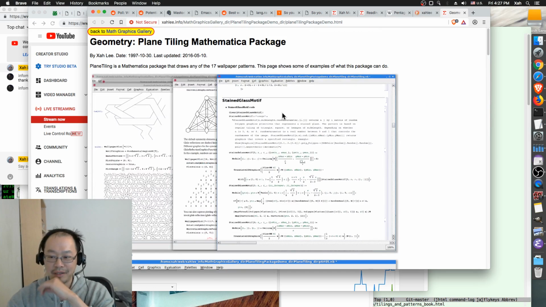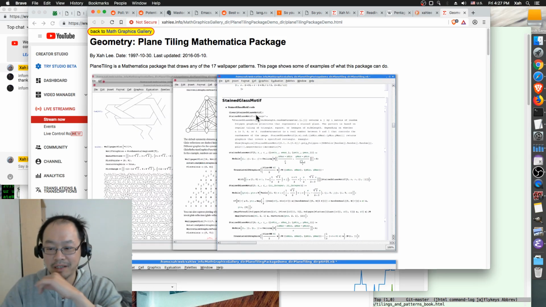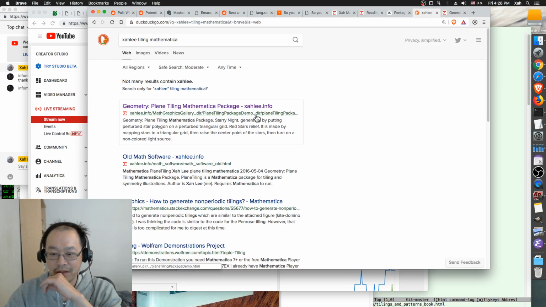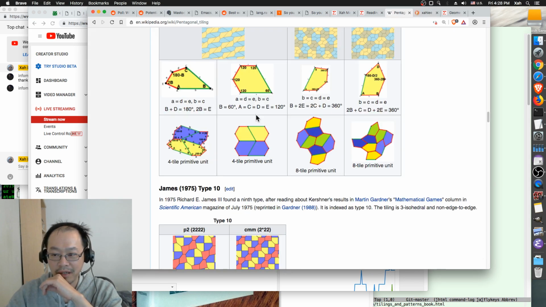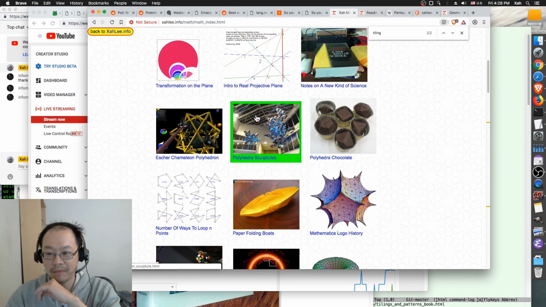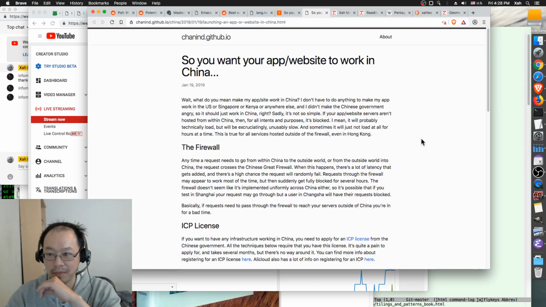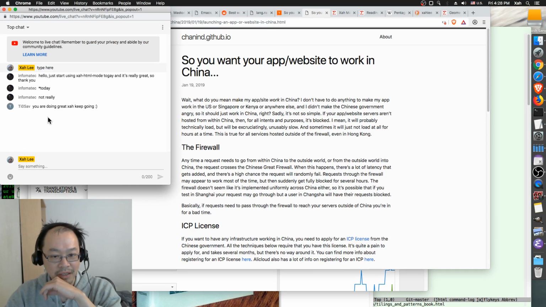So yeah, I wrote this program in Mathematica. Mathematica is great. So let's get back to tilings and symmetries. Very interesting subject. And I think we are done with that subject.